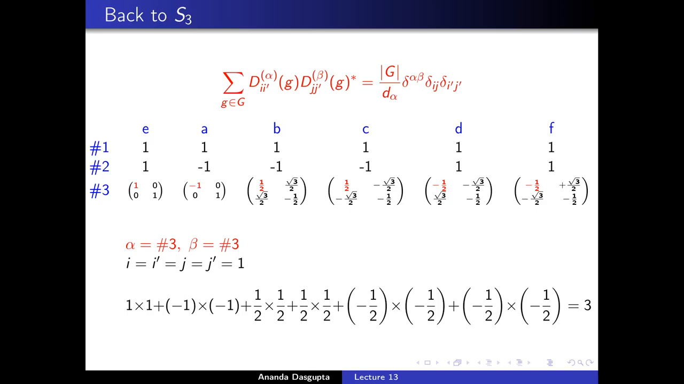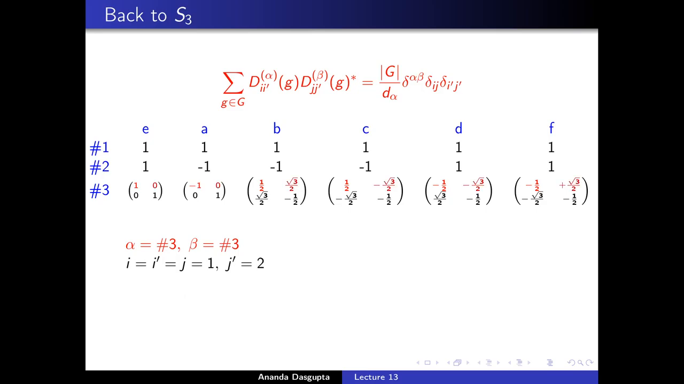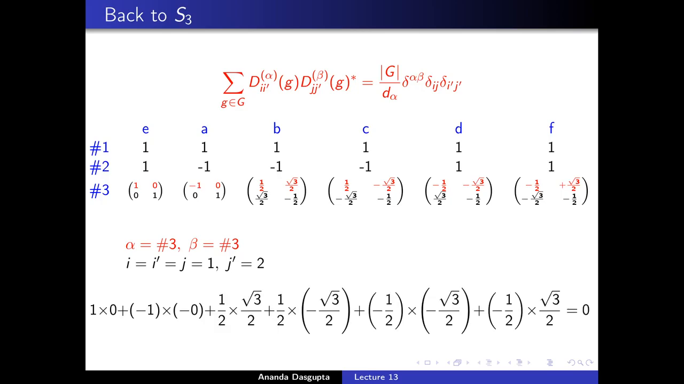Now I can keep on giving example after example, but let me just end with one more non-trivial example. Again, with alpha and beta both taken from representation number 3, the two-dimensional one. And here what I've done is I've taken I and I prime to be both 1. So I've taken the 1-1 element for the first factor. And I've taken j to be 1, j prime to be 2. That means I'm talking of the 1-2 element for the second factor. And now, if you just multiply the two things which you see in red on the screen above and add them together, that is 1 times 0 plus minus 1 times 0 plus half times root 3 by 2 and so on, you should be easily able to check that the answer is 0, as your orthogonality theorem will tell you.